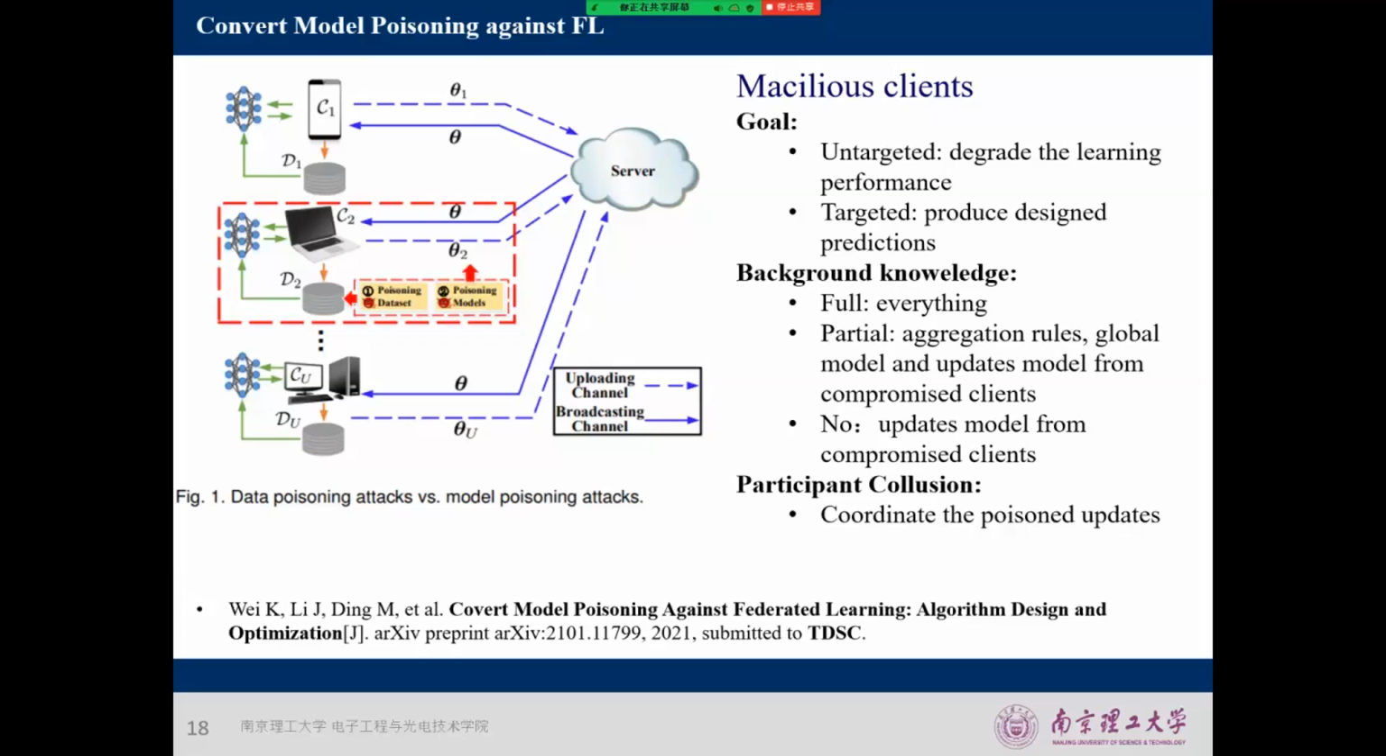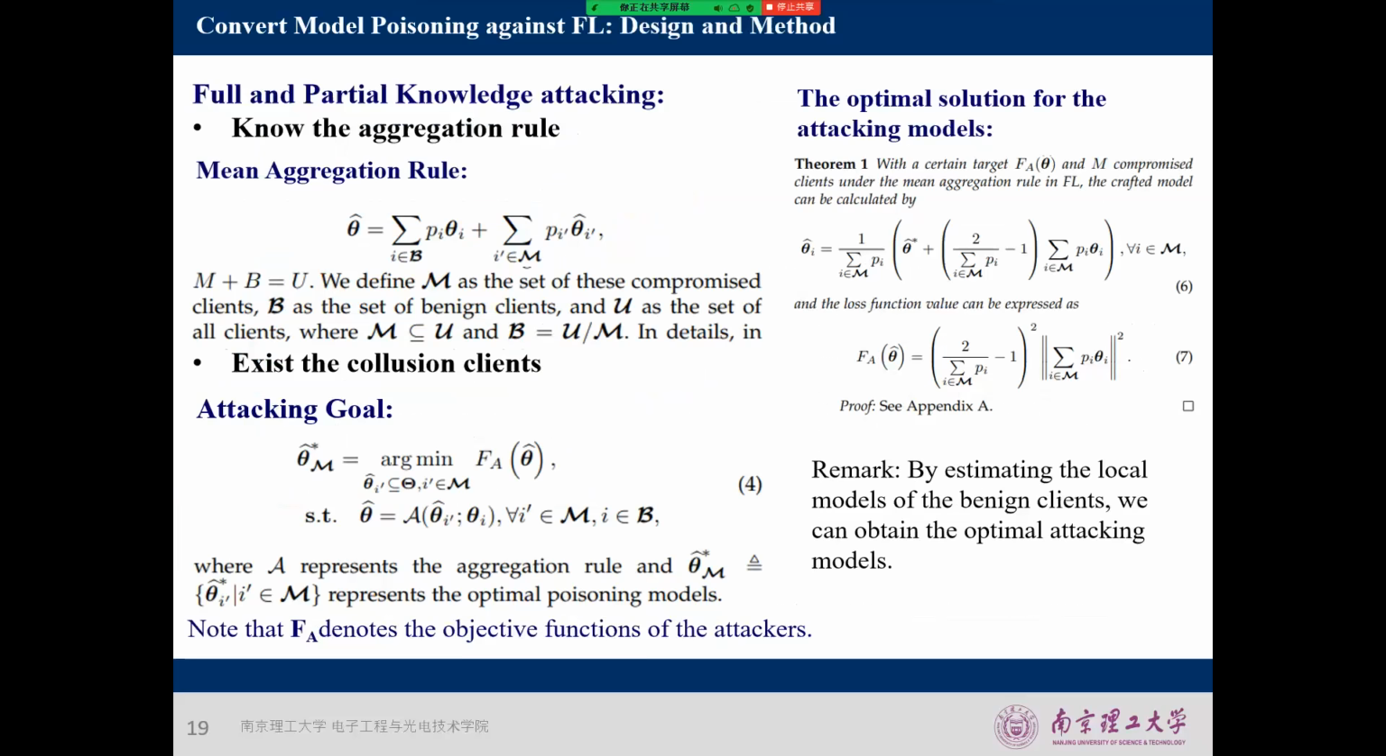It may know partial background knowledge, such as that the server uses certain aggregations like Krum, or it may know the global model and updates from other compromised clients. We assume there are multiple malicious clients in a group, with some collusion. We then design the attacking goals using a loss function, the attacking loss function. The attacking goal of these malicious clients is to minimize this loss function.